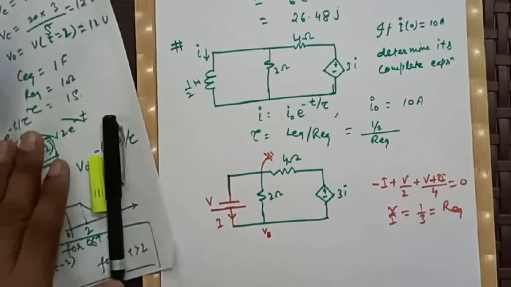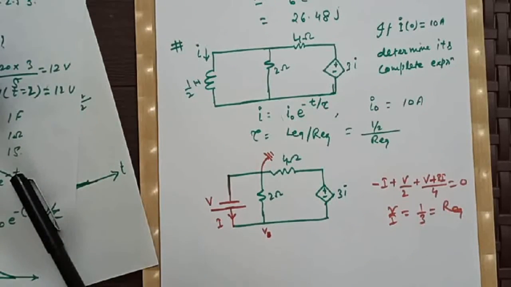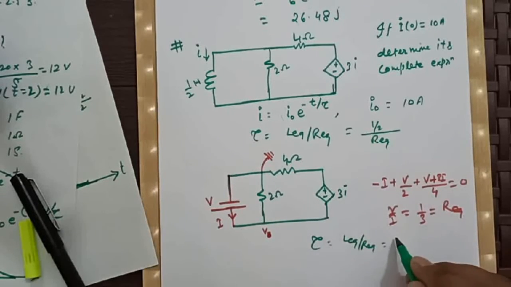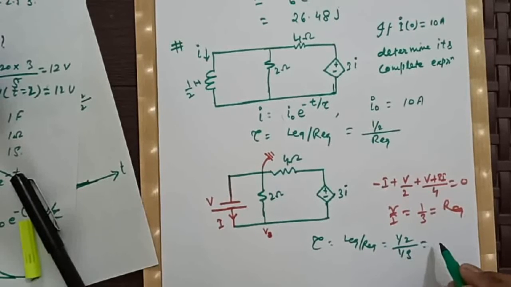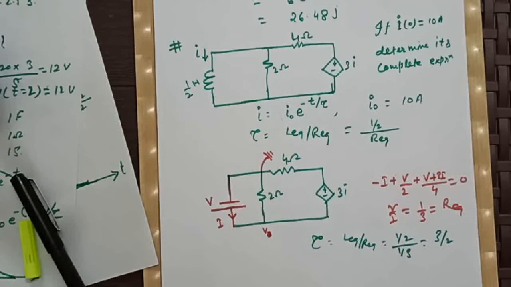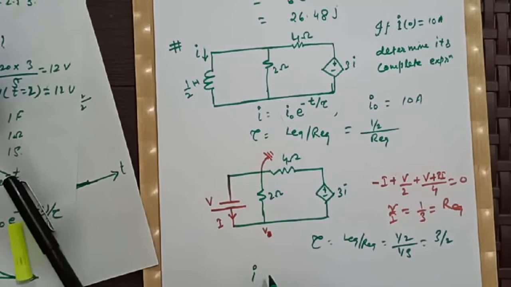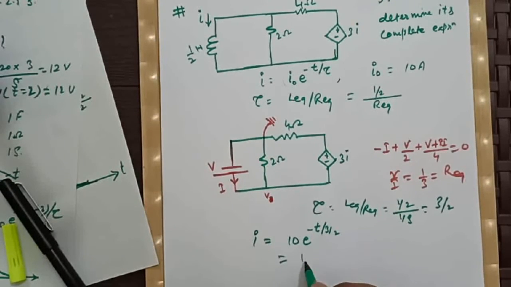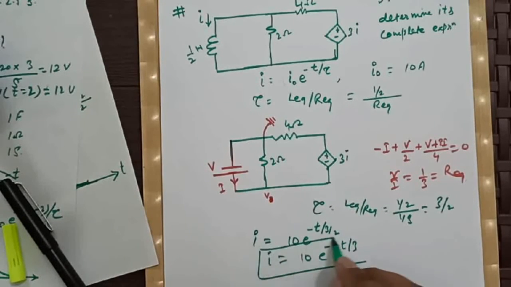So from here we have tau is equal to L equivalent by R equivalent. L is 1 by 2 divided by 1 by 3, so 3 by 2 will be the time constant. Now I is equal to I naught e to the power minus t by tau. I naught is 10, tau is 3 by 2, means 10 e to the power minus 2t by 3. This is the expression for the current. Clear?